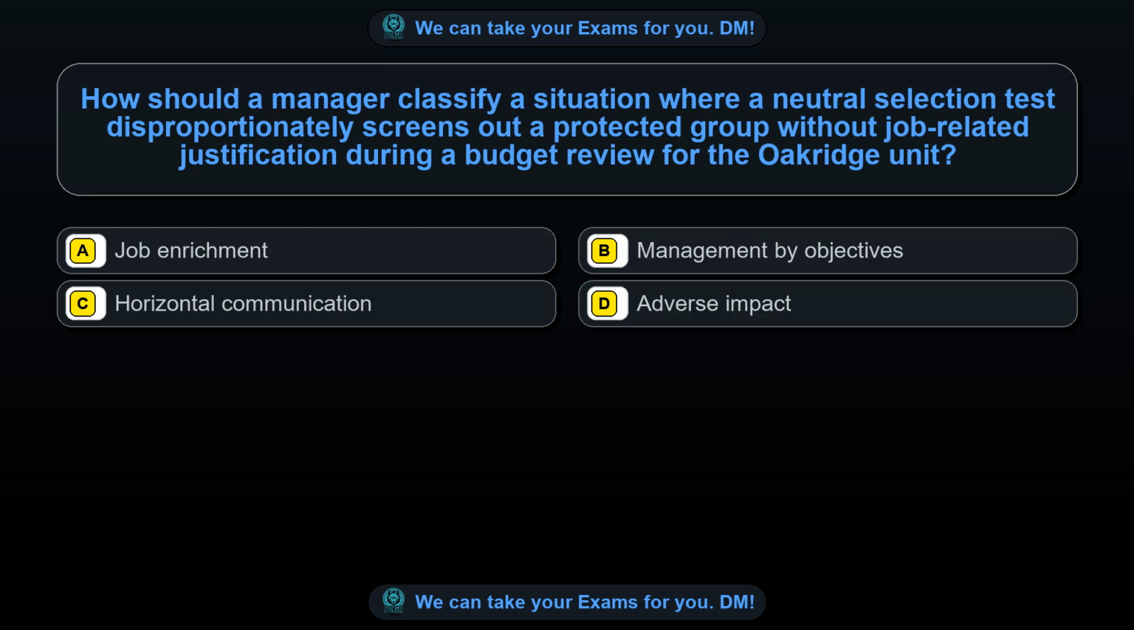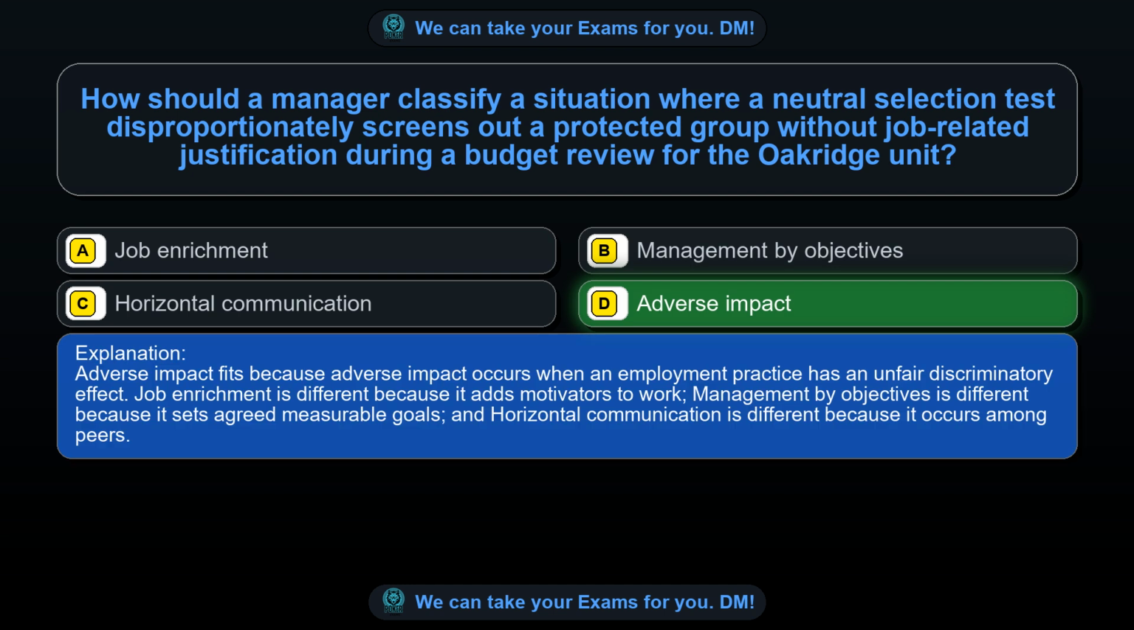Question 3. How should a manager classify a situation where a neutral selection test disproportionately screens out a protected group without job-related justification during a budget review for the Oak Ridge unit? Option A, job enrichment. Option B, management by objectives. Option C, horizontal communication. Option D, adverse impact. The correct answer is option D, adverse impact.